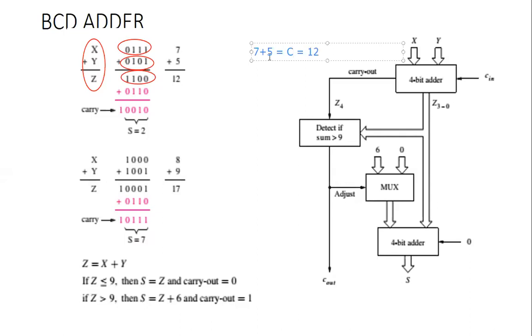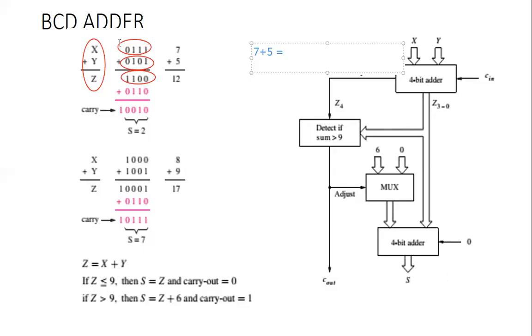But C is equal to 12. Now we clearly know that 12 is greater than 9. If the resultant is greater than 9, you will add a correction of 6. So what happens? Since 12 is greater than 9, we'll add a correction of 6. How much is 12 plus 6? 12 plus 6 will be equal to 18. In binary coded decimal notation, 18 will be the solution.